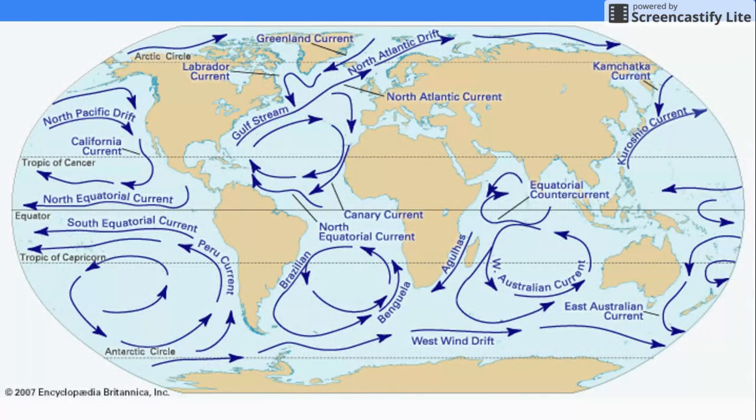So this picture shows you all the different currents that we have going on within the world's oceans. And you'll notice the ones that actually affect the... Sorry guys, my dog's being a jerk. You'll notice that the Gulf Stream current is affecting the East Coast, and the California current and the North Pacific Drift are affecting the West Coast.